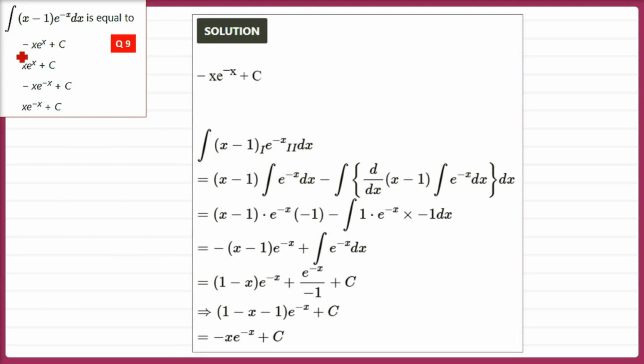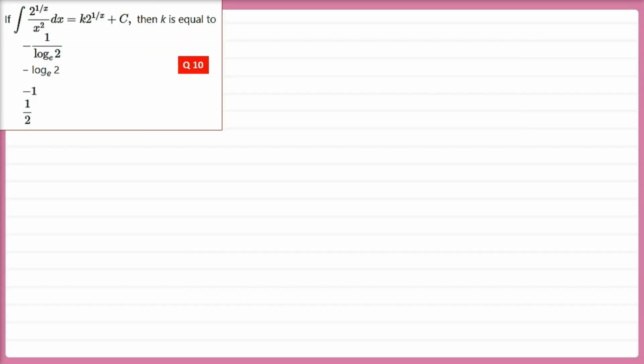So this question is a different question because this is a simple integration of two expressions. Now the integral of 2 raised 1 by x square dx is equated to k into 2 raised 1 by x plus constant of integration. So the integration on the left is the result of that one. That means we'll find out the result and we'll try to equate it with k into 2 raised 1 by x. Whatever is coming in front of 2 raised 1 by x, that will be our answer.